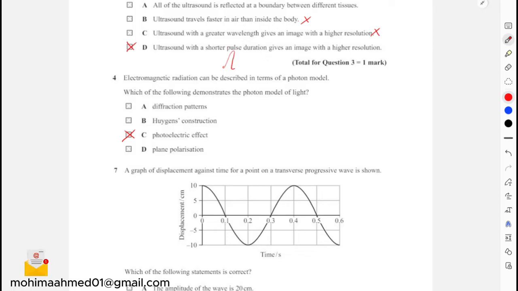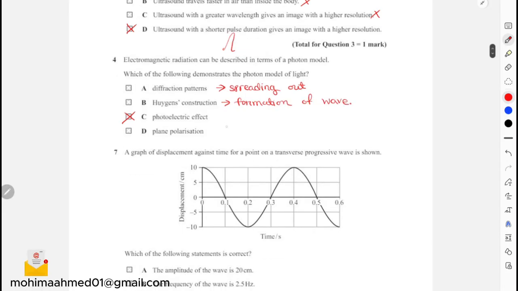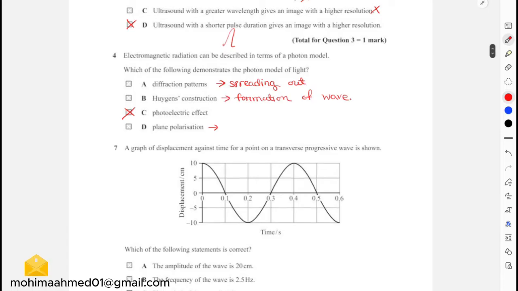So let me just write this down again. Diffraction indicates spreading out. Huygens principle indicates that every point on a wave can create a new wave, so I'll just write formation of wave. And then again, the photoelectric effect is the final answer, and plane polarization just indicates that light vibrates in multiple planes. The light over here actually vibrates in multiple planes. That's what we understand using the polarization process. So I'll just write multiple planes.